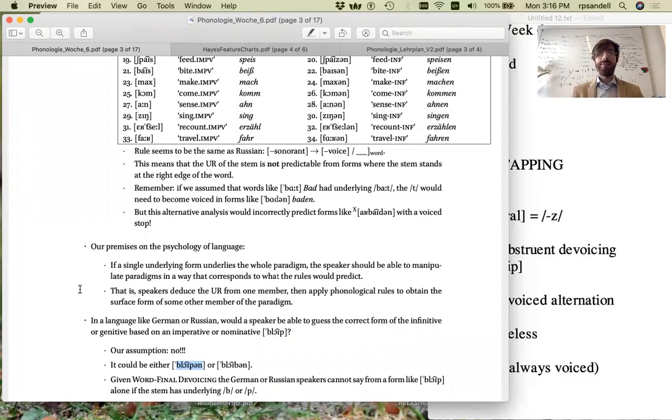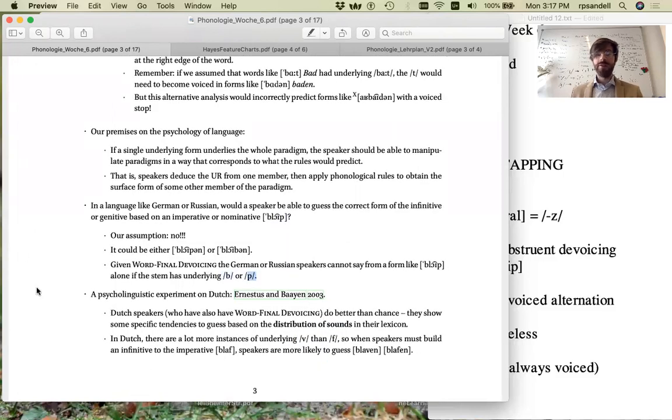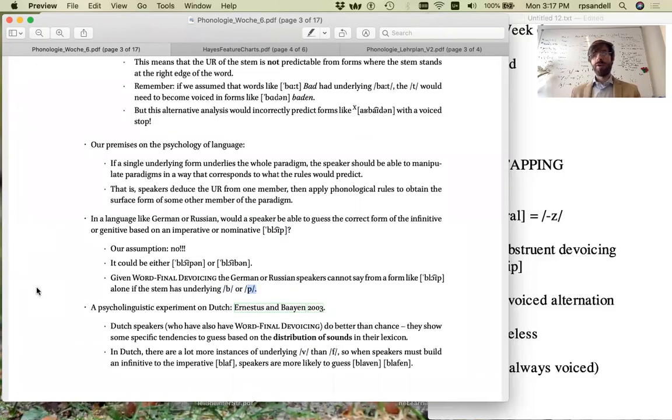So given that speakers of Russian and German possess this phonological process of word final obstruent devoicing, if this is the only form of a paradigm that they know, the only verbal form that they've encountered, then we would think it would be difficult for them to predict whether the stem has an underlying voiced stop or an underlying voiceless stop. And there's at least one interesting psycholinguistic experiment from Dutch speakers who also have the same phonological process. And the interesting result here is that they actually do better than chance.